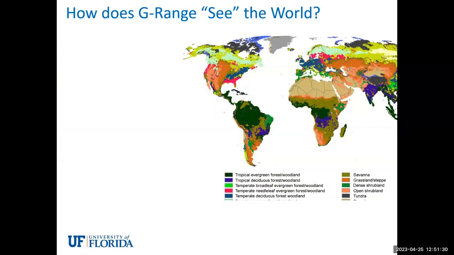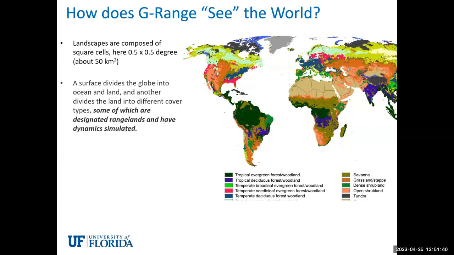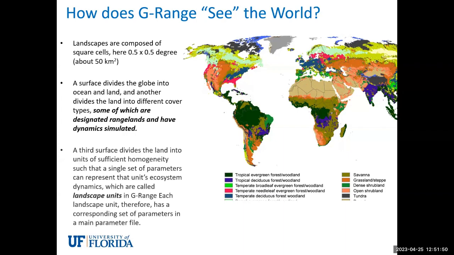So how does G-range see the world? Well, this is a typical G-range. This is, I think, 55 square kilometer grids, still pretty detailed. Again, about 50 square kilometers, 0.5 degrees. So they did the whole world. And of course, you're not doing the oceans, and you don't have to do every grass, you don't have to do the desert, the Sahara desert. So you can pick which areas have it.